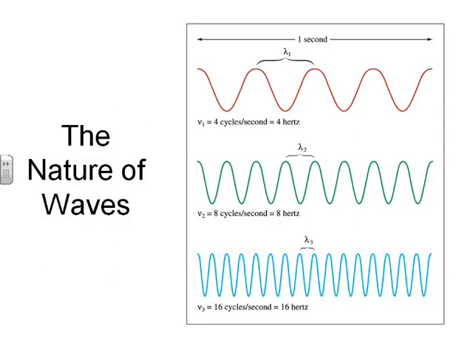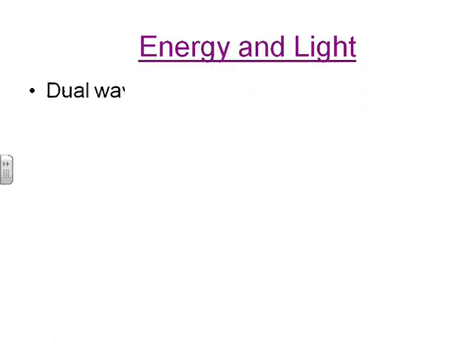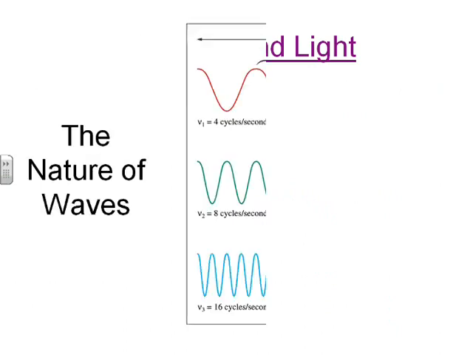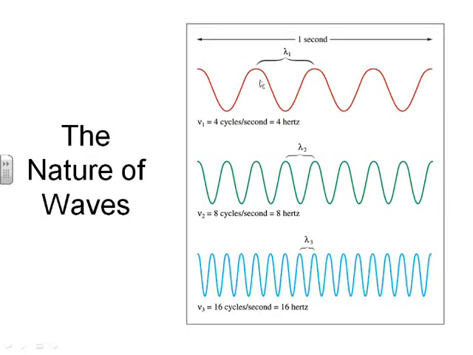Now, the nature of waves. As you can see, the wavelength is measured from the crest of one wave to the crest of another wave, or the trough of one wave to the trough of the next. All right, and so this is the wavelength. As you can see, the red wave has a larger wavelength than the blue wave down here.